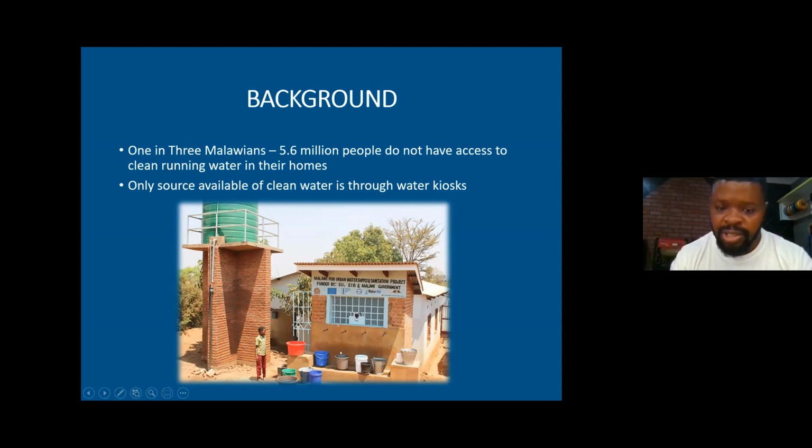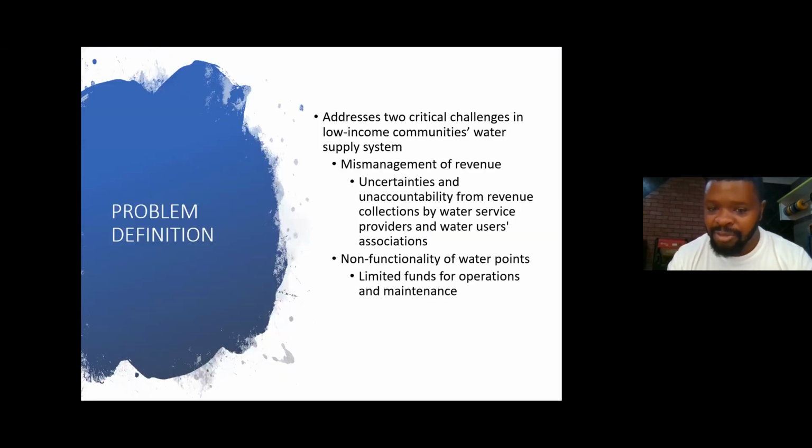So they will take this water and take it to their homes because they don't have direct connectivity of water to their houses. These kiosks are managed by a person, which means that when that person is not available, these rural communities don't have access to water. So that's where we are coming in to solve those challenges through the use of mobile technology.